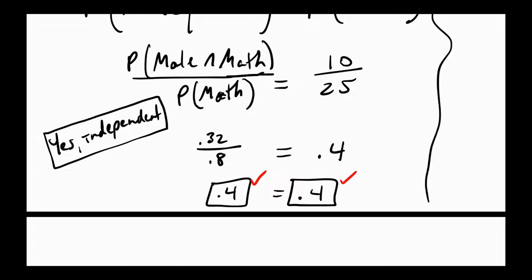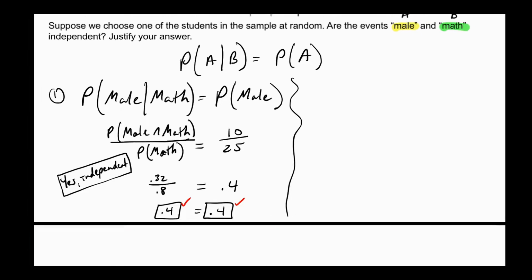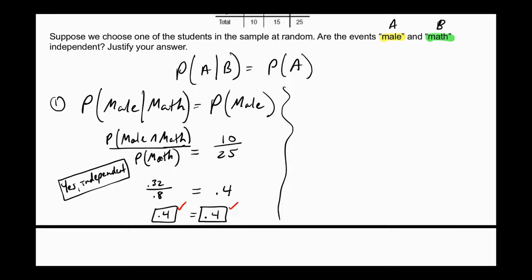Yeah, I'm going to do it again, and your method might be the way I do it the second time. So I told you I do it two ways because A and B don't really matter, right? Male can be A, male can be B, math can be A, math can be B. I'm going to show you that it doesn't matter which way you do it. So now I'm going to switch them.